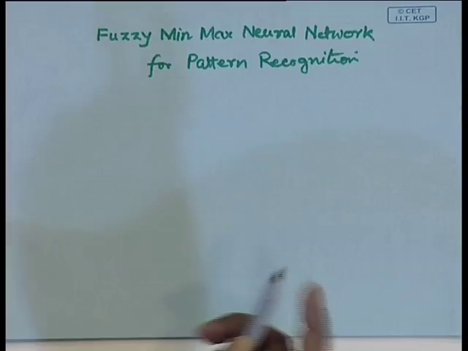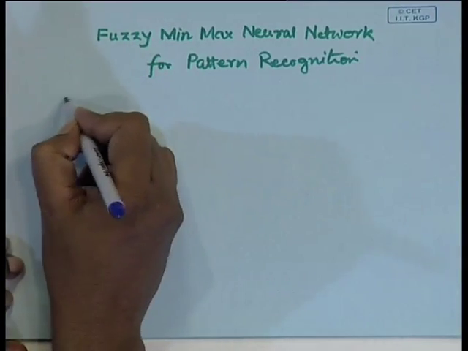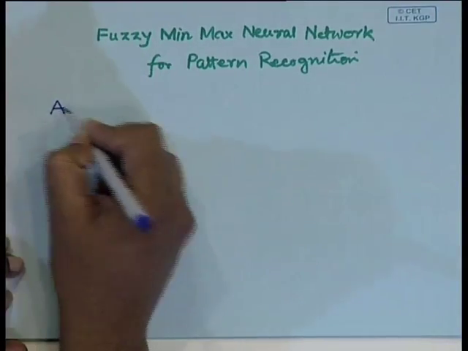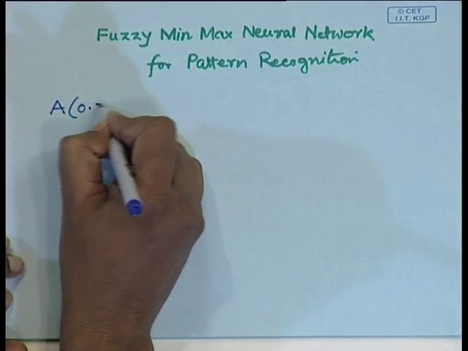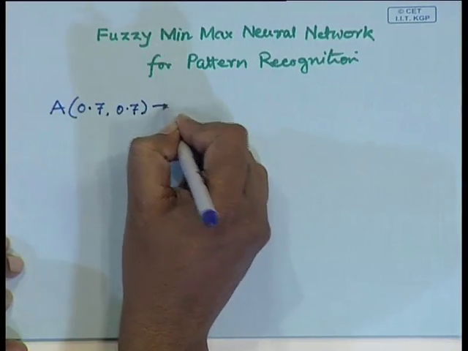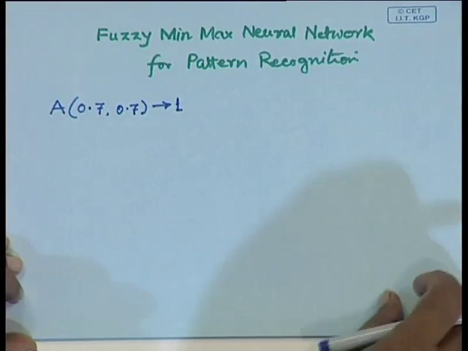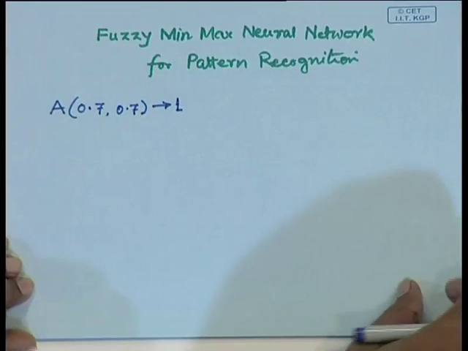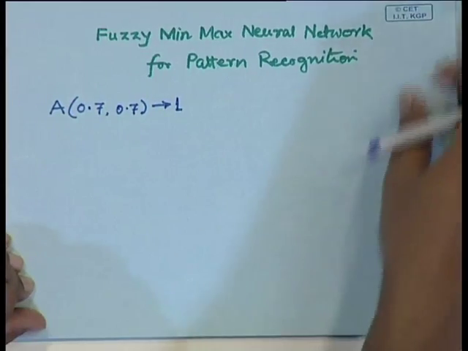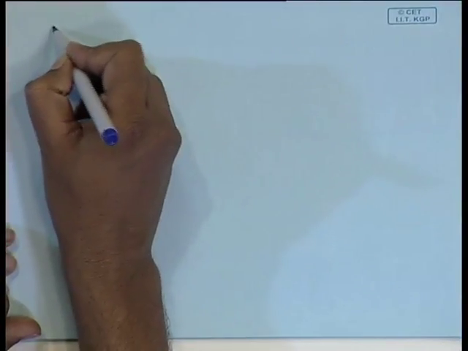The set of points that we had taken in the last class is something like this. We had taken a point having the components 0.7, 0.7, and we said that this belongs to class 1. Let us simultaneously draw the hyperboxes that we will get out of these points.